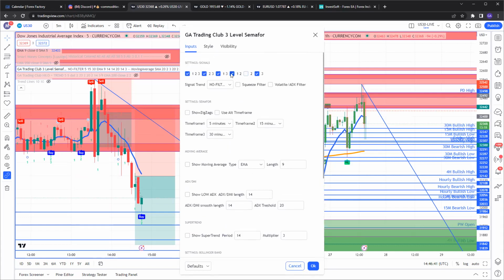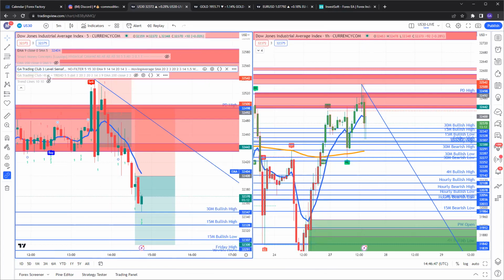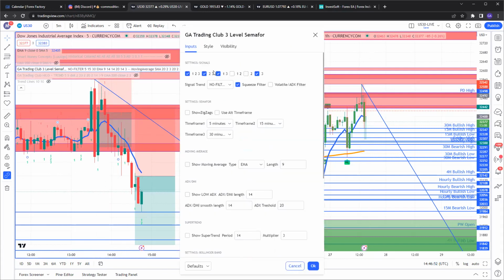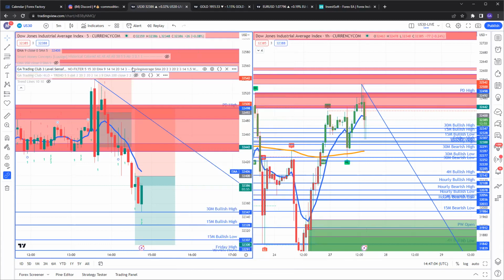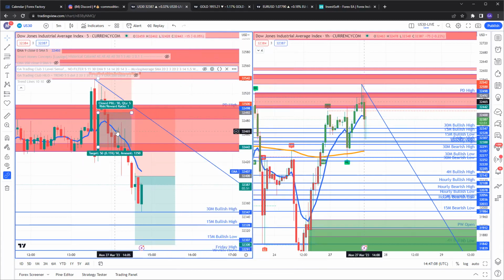So I'll take this back to removing the 2 and 2 1, put back the squeeze filter. That's ideally what I use. And if you don't want to see the 3 2 1s or those numbers, you can go to the style tab and just uncheck all the numbers right here. If you don't want to see them on your chart, you can go in there and uncheck. I'll leave them checked because for me, I don't use this indicator often.